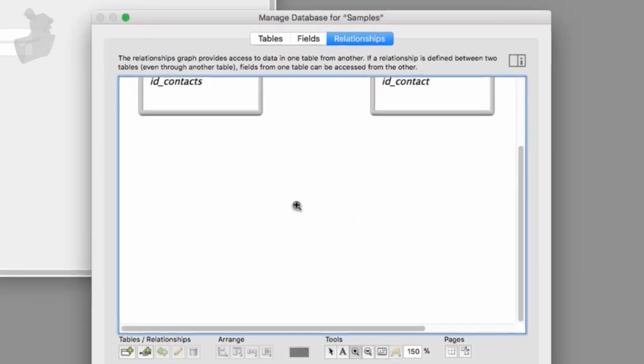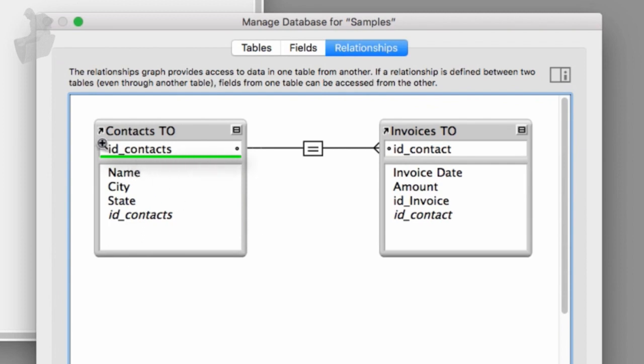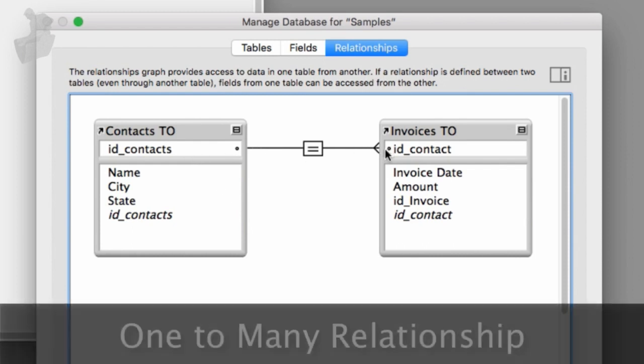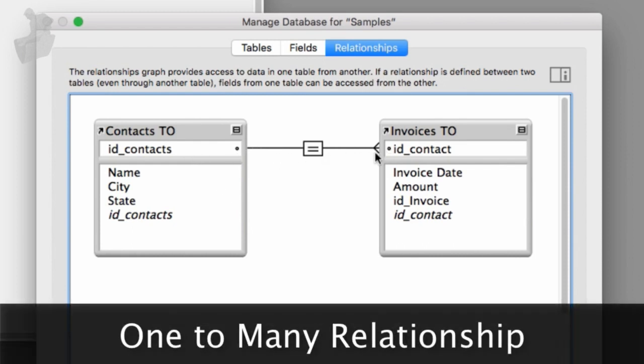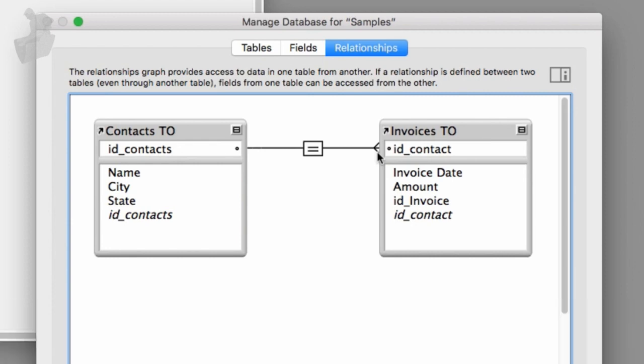As you remember from the last video, ID Contacts automatically creates a unique serial number for each record that it contains. Over here, ID Contact does not automatically create any sort of serial number itself. It's just a blank text field. For this reason, FileMaker identified this as a one-to-many relationship. And this gets into the idea of different types of relationships, which are important in understanding the structure of a database.